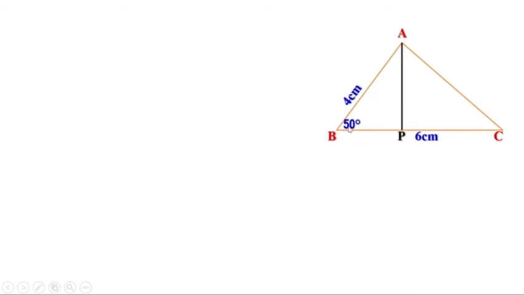So we want to use sin and cos. Clear, children? We want to find AP. That means we want to find the opposite side AP. Hypotenuse is given. Hypotenuse 4 centimeter given.